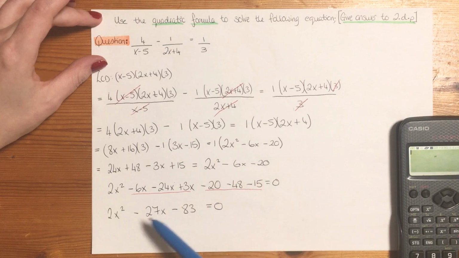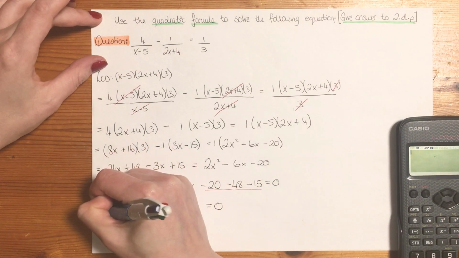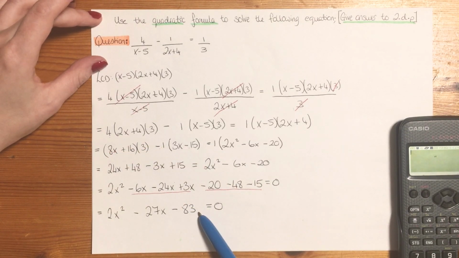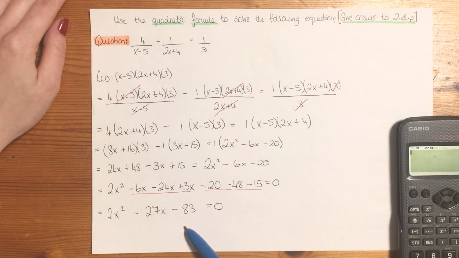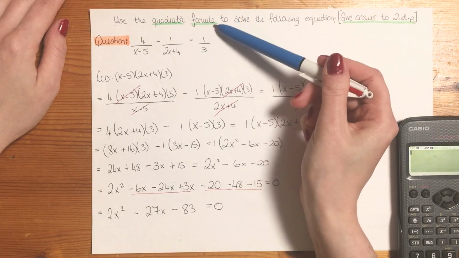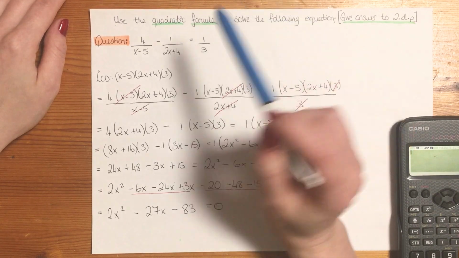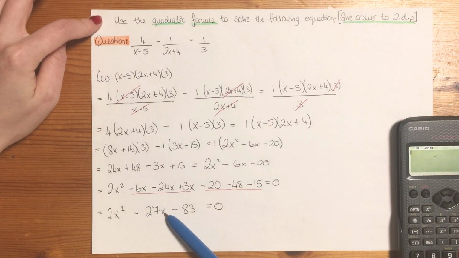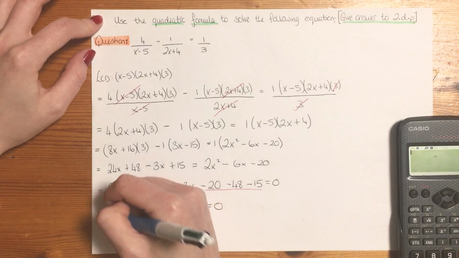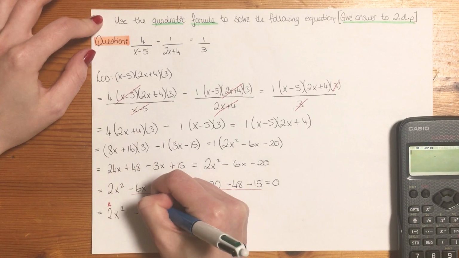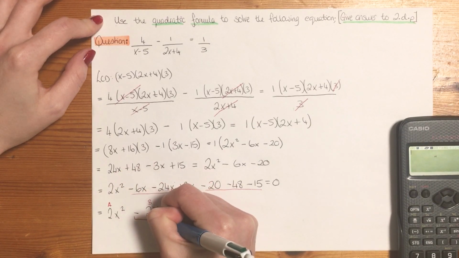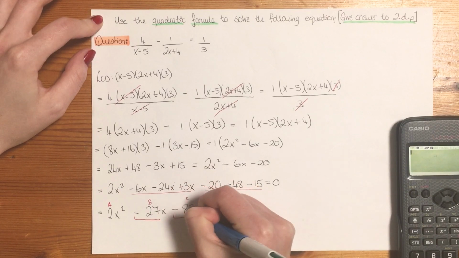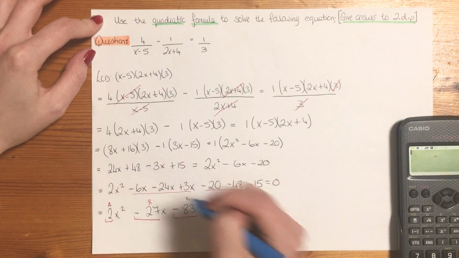Equals 0. Now at this stage, what we'd usually do is try to factorize. You could do that here, but you'd soon realise you can't factorize it. And also in the question, it gives us a clue already that we need to use the quadratic formula. So this is where you'd write out your minus b formula to solve for x. So your a is 2, your b is minus 27, and your c is minus 83.